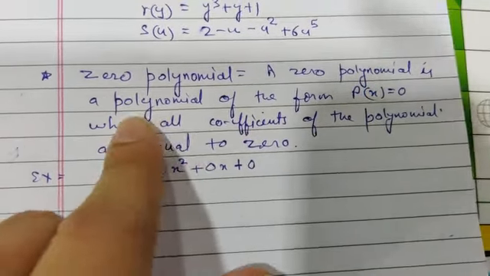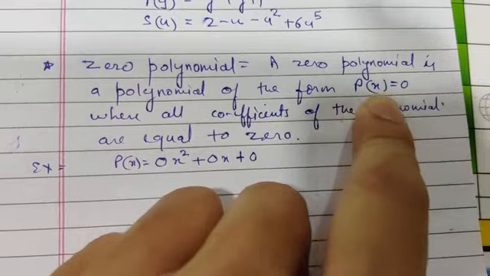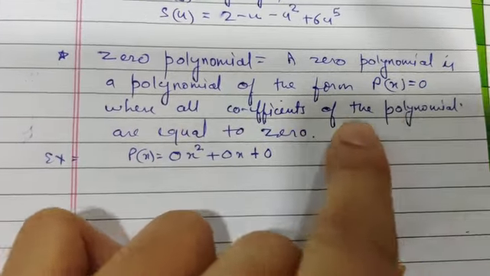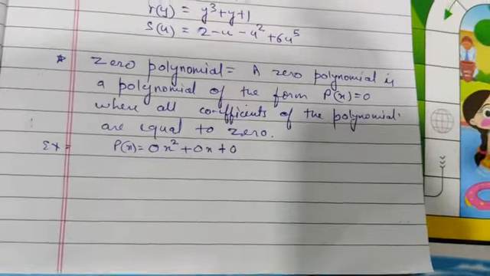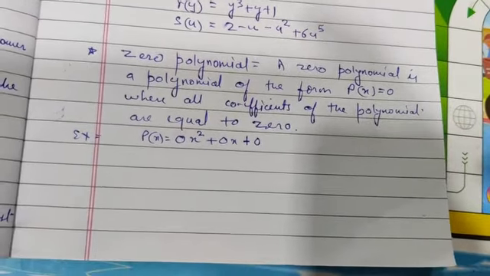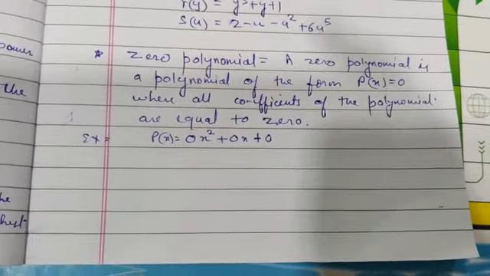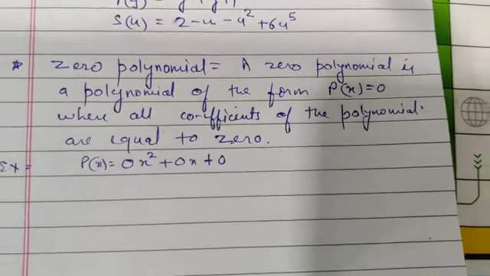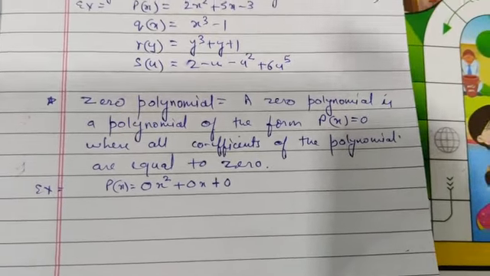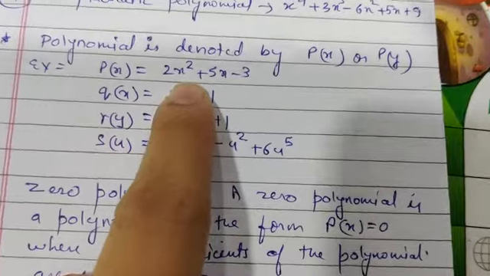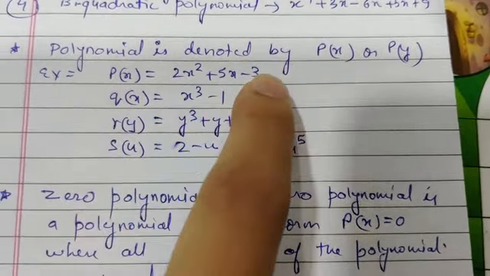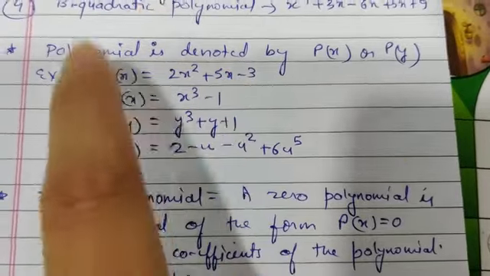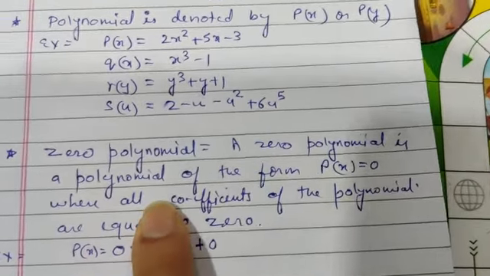A zero polynomial is a polynomial of the form p of x equals 0, where all coefficients of the polynomial are equal to 0. किसी भी एक्सप्रेशन में अगर पोलिनोमियल्स के कोएफिशिएंट्स ज़ीरो होते हैं तो वो पोलिनोमियल ज़ीरो पोलिनोमियल कहलाता है. या फिर उसको सॉल्व करने पर, जैसे फॉर एग्जांपल ये एक एक्सप्रेशन लेते हैं, इसमें अगर x की वैल्यू रखने पर पूरा एक्सप्रेशन 0 आता है तो p of x will be 0, that means वो ज़ीरो पोलिनोमियल कहलाएगा.